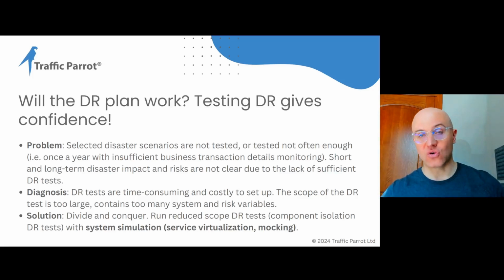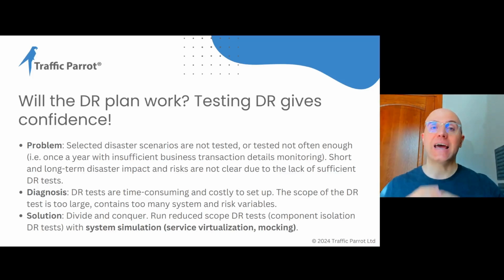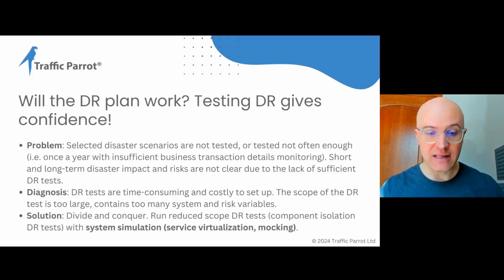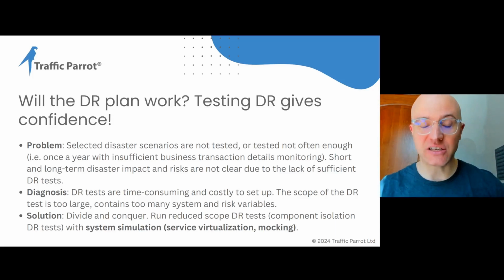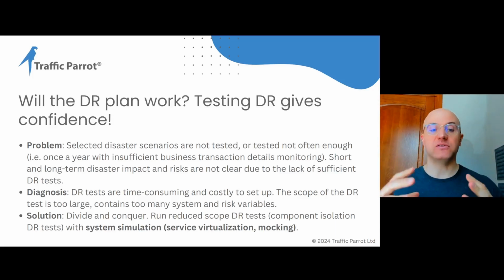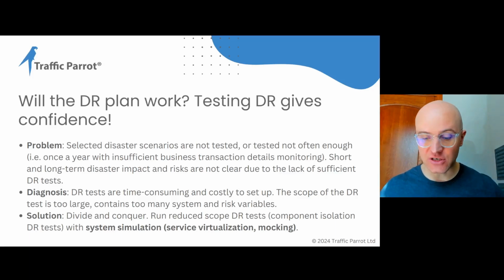The reason those tests are so time consuming and costly to set up is that the scope of those DR tests is too large and contains too many systems and risk variables. So the solution here is to divide and conquer and reduce the scope of the DR tests by doing component isolation DR tests with system simulation, also called service virtualization and mocking.